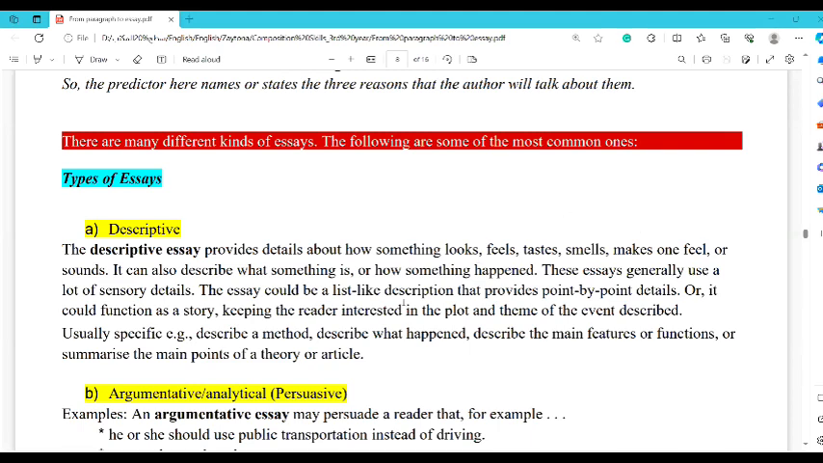Okay, I will show you an example, an essay example about a descriptive essay, which is to describe your favorite place. This type is descriptive, okay? To describe your favorite place. For example, describe a place you love to go, for example, a place that you were born in, okay? This is called a descriptive essay.